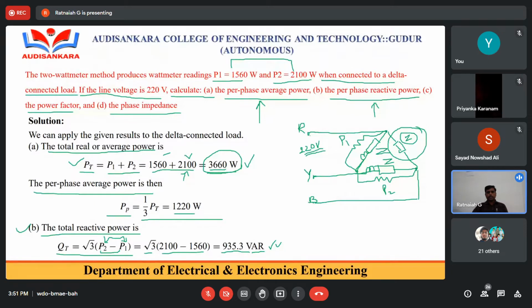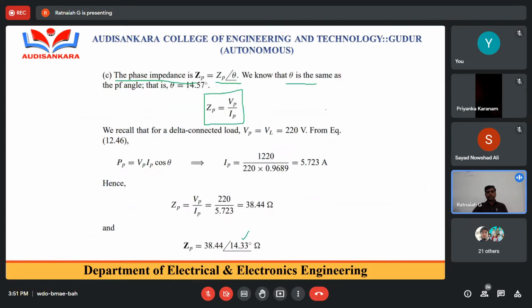What is the voltage across this impedance? It is Vp, the phase voltage. What is the current through this one? I phase. So if you know the value of V phase and I phase, it is easy to calculate the impedance value. Per phase impedance is always equal to V phase by I phase.